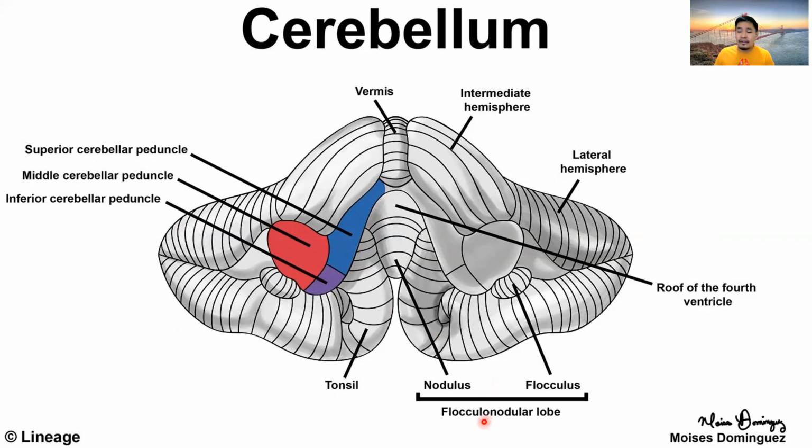The flocculonodular lobe consists of the nodulus and a flocculus. That's why it's called your flocculonodular lobe. The vermis, the worm part of your butterfly. And you have your different hemispheres over here.